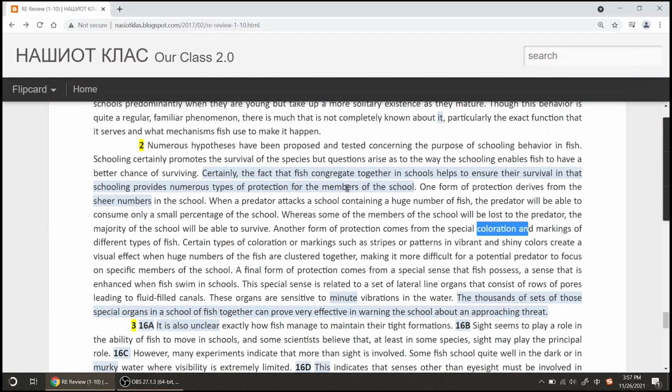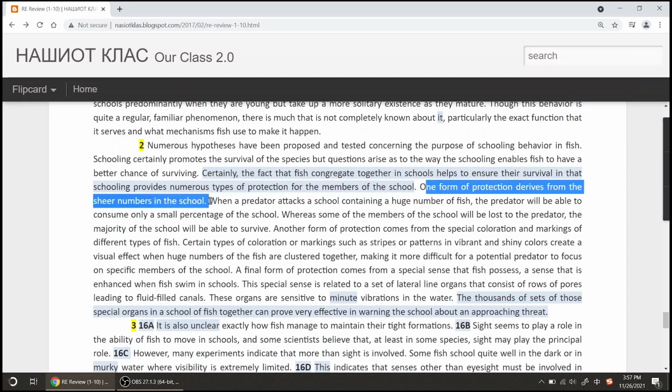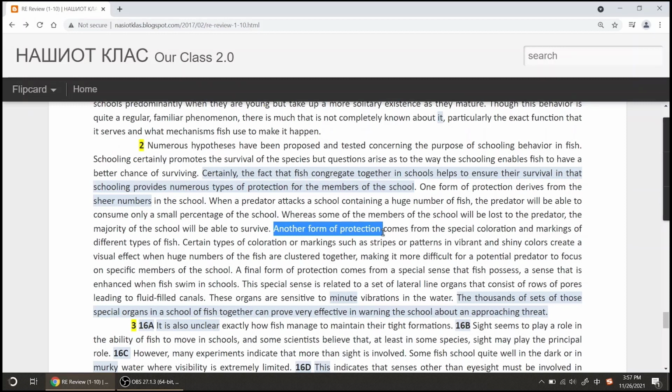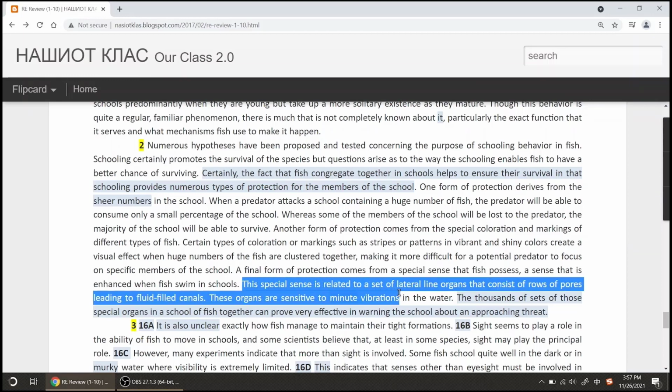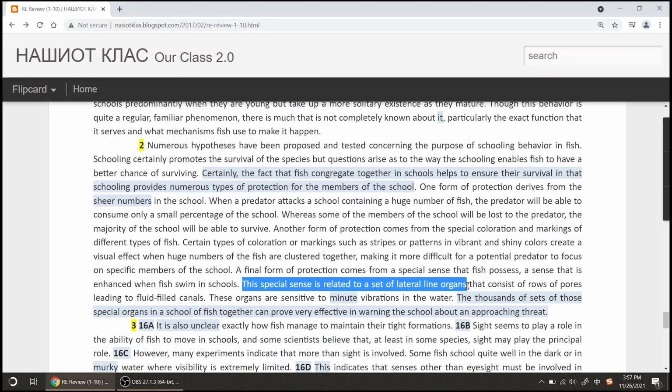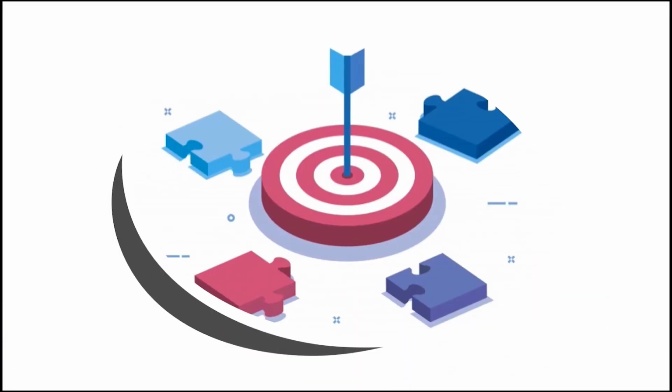Okay, skim through. This sentence is about numbers. Usually the last sentence is to give you more details. So you could move fast to the next sentence. So here's another form of protection. It's about coloration. Then the final form of protection comes from a special sense. This special sense is related to a set of lateral line organs. Pay attention to these transition words. They are hints to help you find the answers.